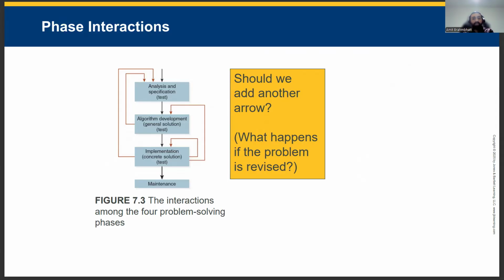For example, if the problem definition changes, you may need to revise the algorithm. If code behaves unexpectedly, you may need to return to the analysis phase to ensure the requirements were fully understood. This slide asks, should we add another arrow? To reinforce that problem solving is iterative, effective programmers continuously refine their understanding, improve the algorithms, and update their implementation in response to new information.